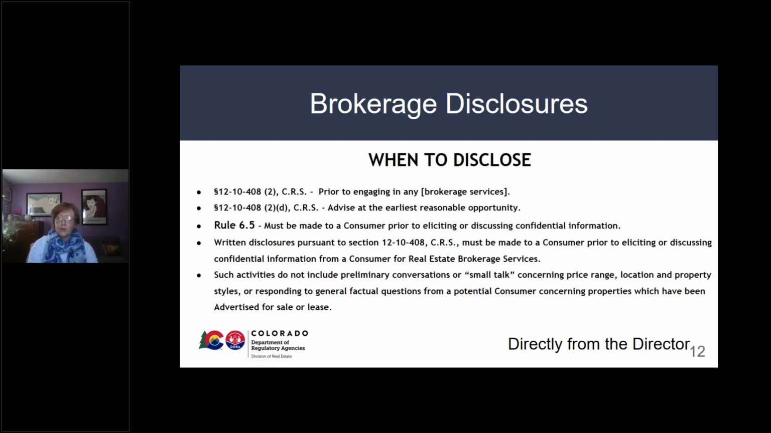But we have a lot of people that are hesitant to sign a contract right out of the gate with a real estate broker. So because they may be having those conversations with you and potentially disclosing confidential information, that's when we're going to expect to see the brokerage disclosures. Gary, do you want to go to the next slide?